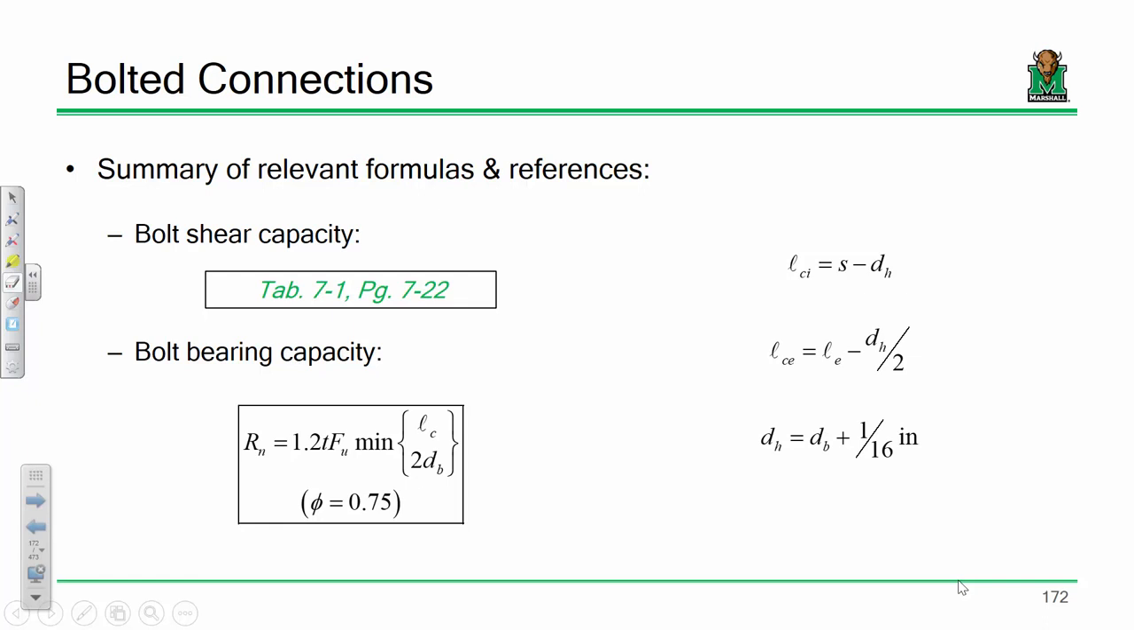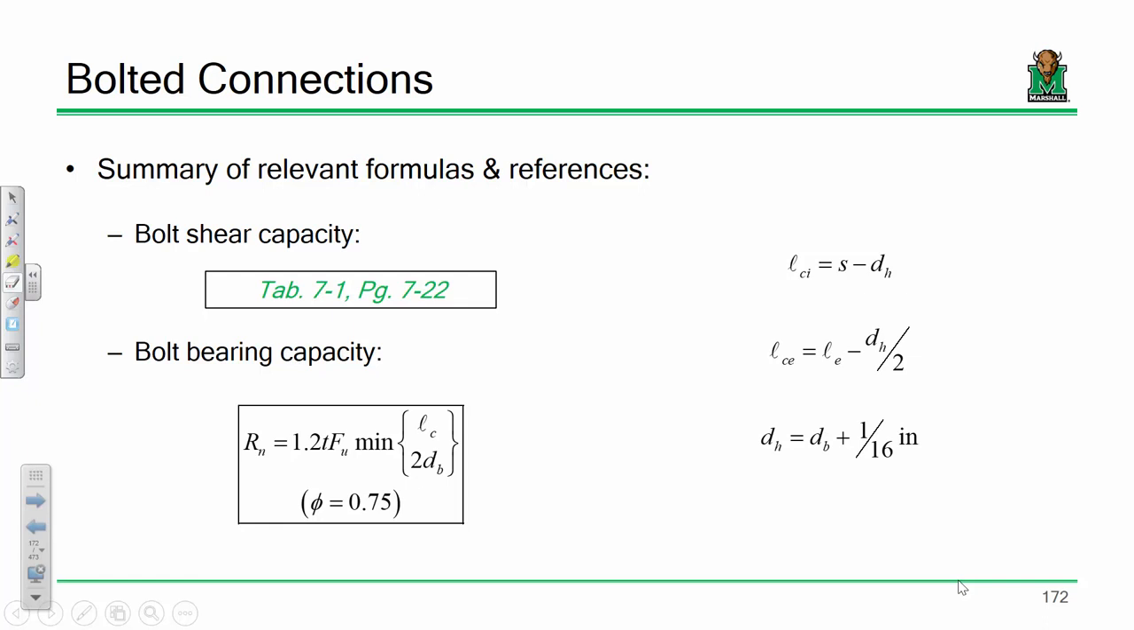If you go to Table 7-1 on page 7-22, all of the bolt shear capacities for commonly available bolts are already computed. It lists capacities for Group A and Group B bolts, whether your threads are included or excluded, whether the bolts are in single shear or double shear, and based on bolt diameter. Pretty much every variable that you would need to account for is incorporated in Table 7-1. So there really isn't a reason to compute bolt shear capacity, just look it up.